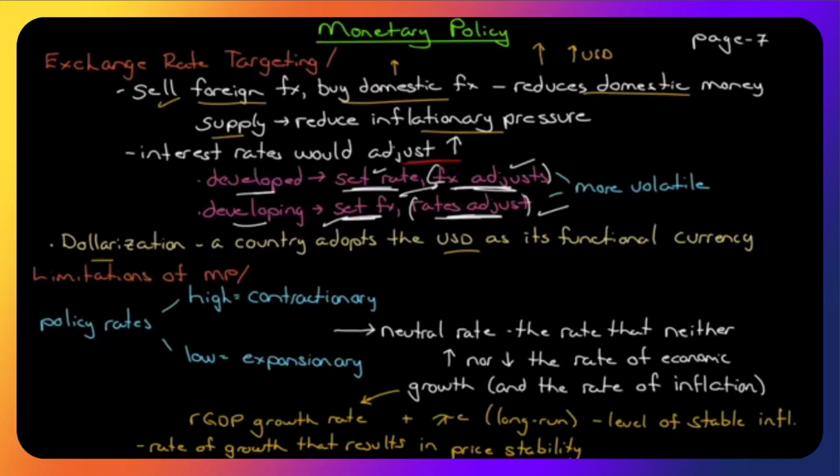Limitations of monetary policy. Let's define some terms. If we have high policy rates, that is referred to as being contractionary. If we have low policy rates, that is referred to as being expansionary. And somewhere in here, we hit our neutral rate. It is the rate that neither increases nor decreases the rate of economic growth, and therefore the rate of inflation, because inflation is just a result of either too little or too much economic growth.